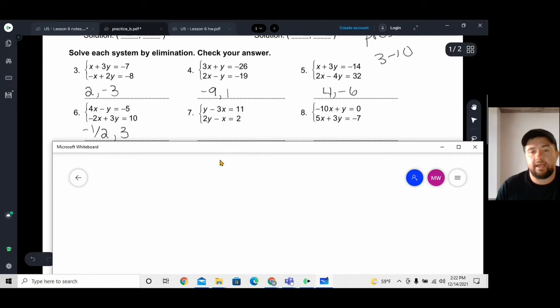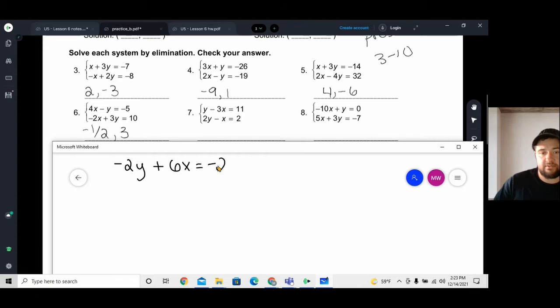Problem number 7. Y minus 3x equals 11. 2y minus x equals 2. I do not have offsetting variables. I'm going to take my top equation. I'm going to multiply it times negative 2 so that I can get rid of my y's. So what I'm going to end up with is negative 2y plus 6x equals negative 22. And then my bottom equation is going to be positive 2y minus x equals 2.